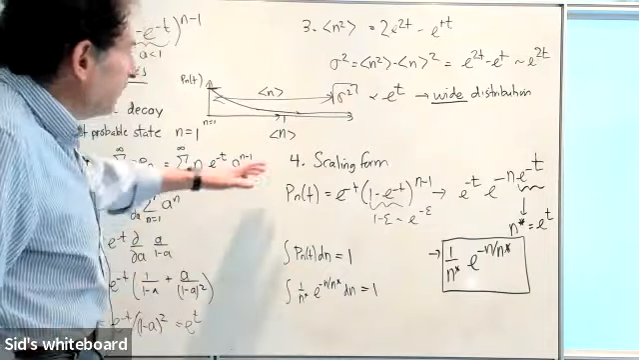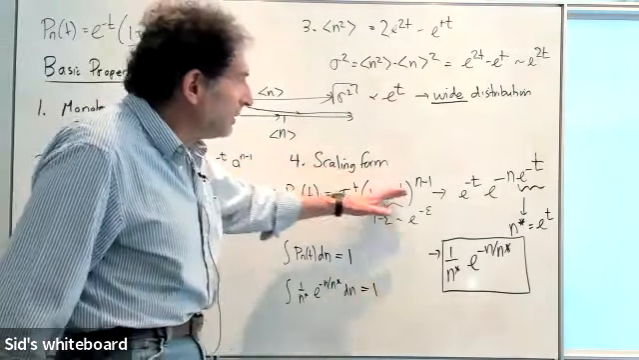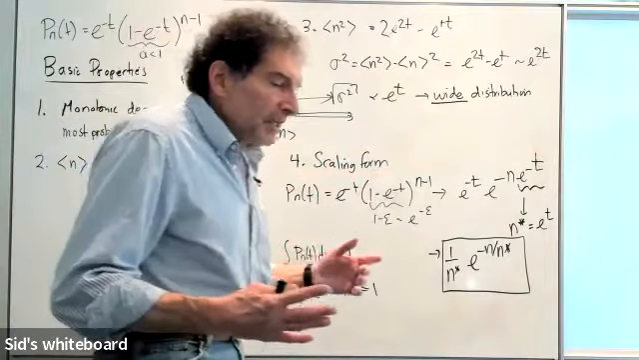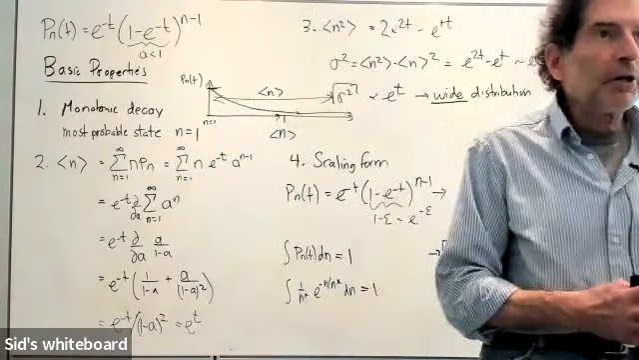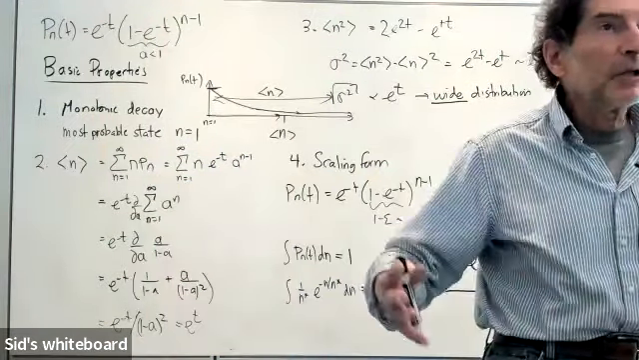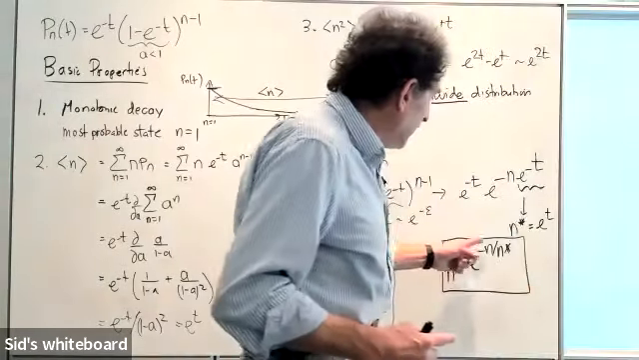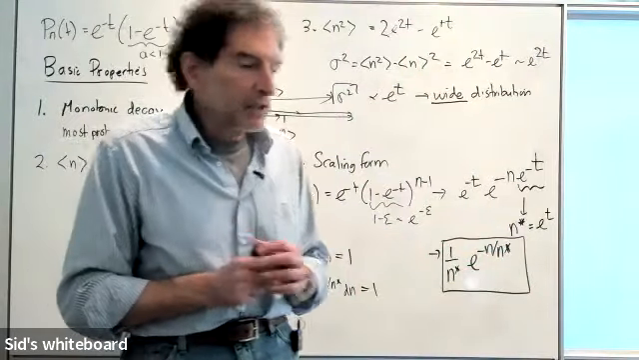So this is the physicist's way of looking at the distribution, which is to try and write it in a way that exposes what the basic variables of the problem are. The point of this scaling form is that if I look at the distribution at time 1 or at time 100 or at time 1,000,000 or at time 1,000,000,000, when I write it in terms of the scaling variable n divided by n star, those distributions will all look exactly the same.